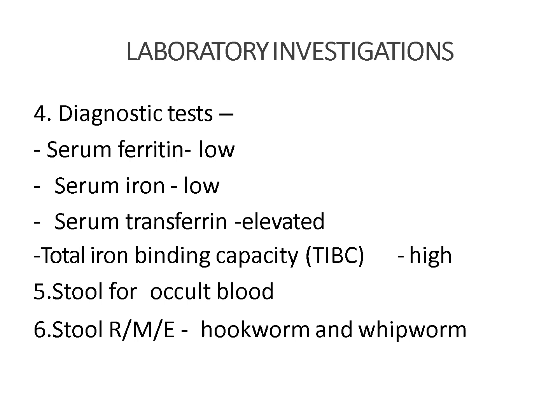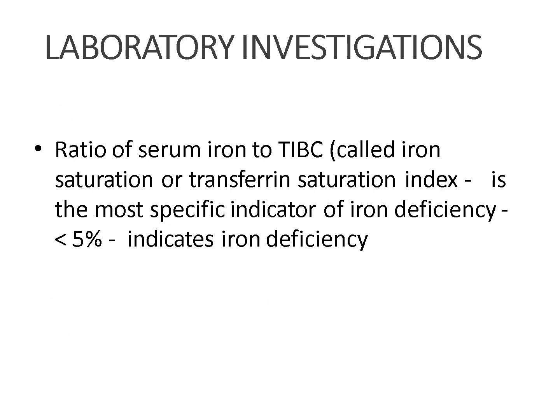Diagnostic tests show serum ferritin low, serum iron low, serum transferrin elevated, total iron binding capacity high, stool for occult blood, and stool routine microbiological examination showing hookworm, whipworm, or roundworm. The ratio of serum iron to TIBC, called iron saturation or transferrin saturation index, is the most specific indicator of iron deficiency. If it is less than 5%, it indicates iron deficiency.